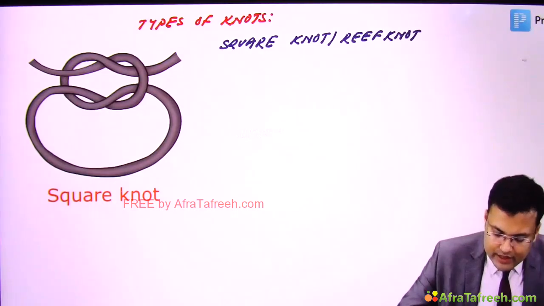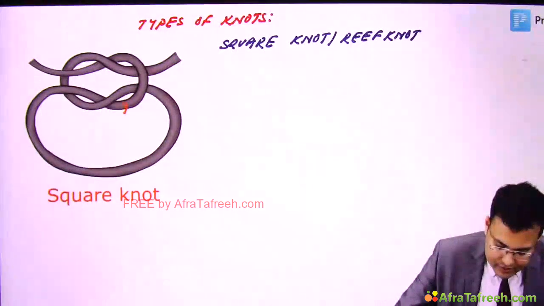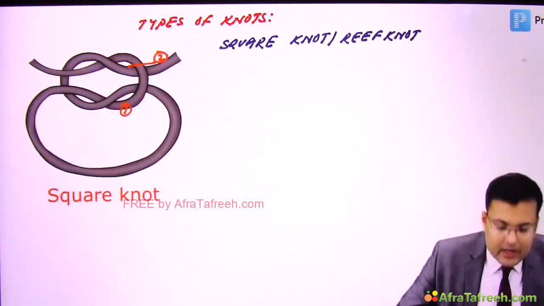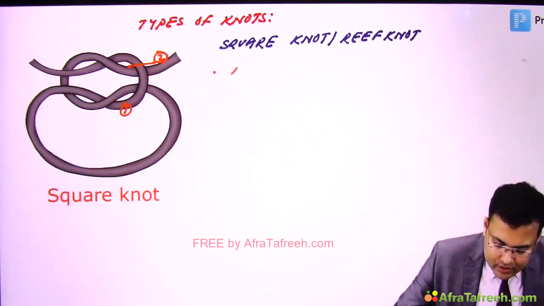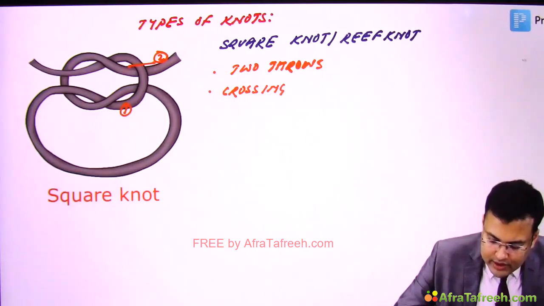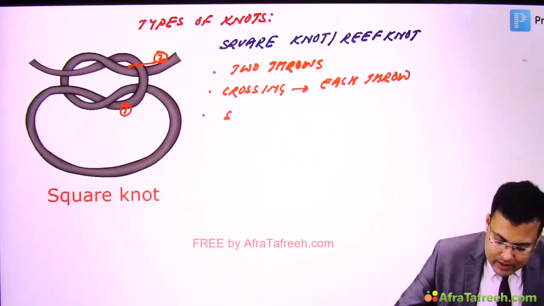How many throws are we going to take? This is the first throw and this is the second throw, and in each throw we crossed. So we take 2 throws. Crossing is done in each throw. Clear? And this is a relatively stable knot.